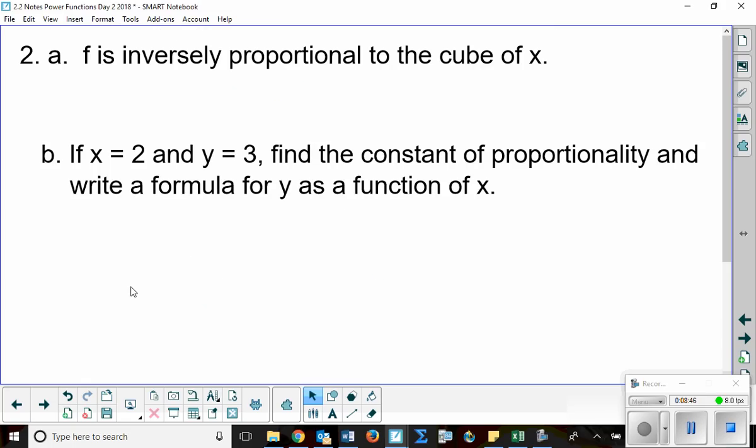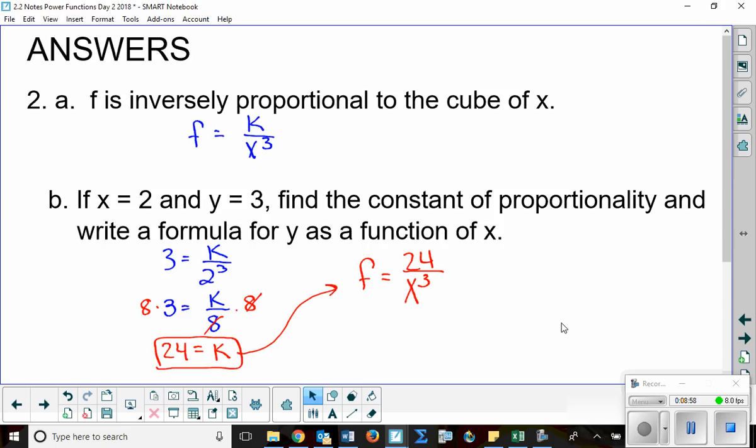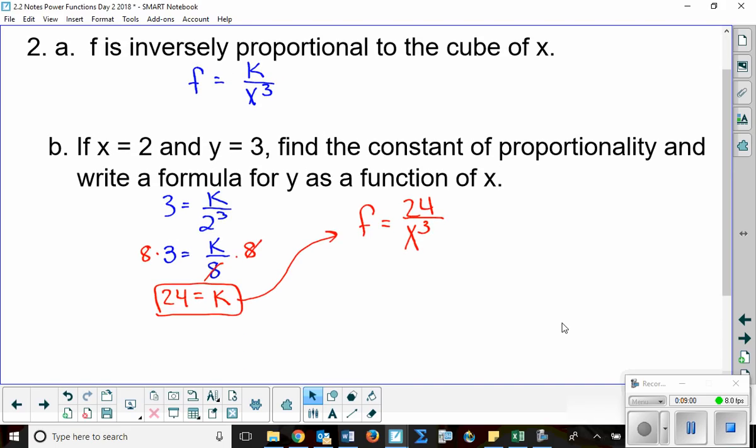Next one is an inverse or indirect proportion, or inverse variation, problem. So you can try to write an equation and solve this. Pause the video now. All right, now if you've done that, this should be what you have. And then there's one more that you can work on.